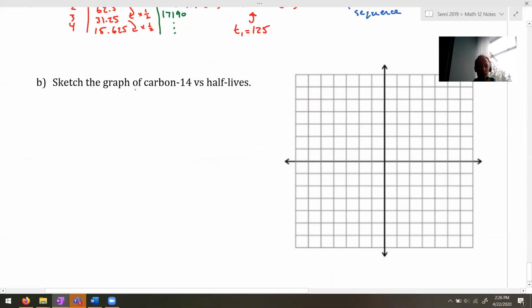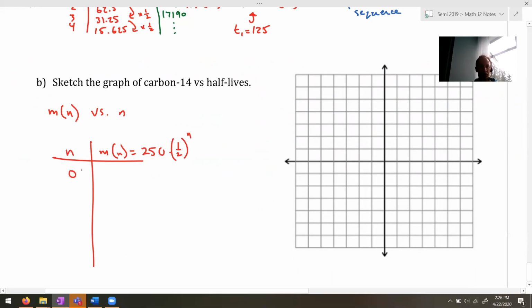Okay, so sketch the graph of carbon-14 versus half-life. So now I'm just asking for a graph of mass as a function of half-lives, not time, though you could, versus the number of half-lives. This is not really a hard thing to do. What we would most likely do here is say, here's n, the number of half-lives. Mass is a function of n. Remember, it is equal to, and I'm going to use the top equation from above because I think it's simpler, 250 times 1/2 to the power of n. After 0 half-lives, you're going to have 250, and then 1, 125, 2, 62.5, and so on.